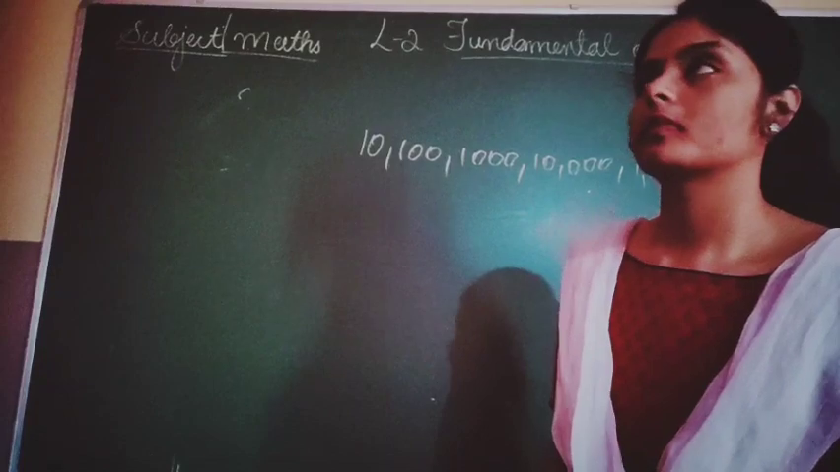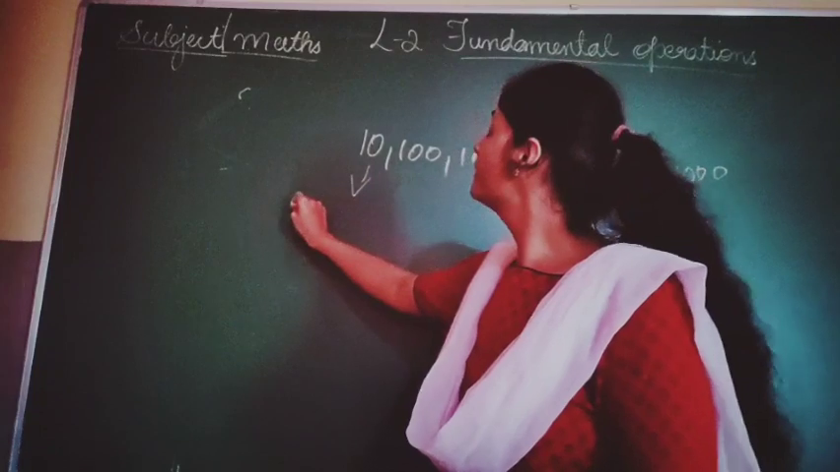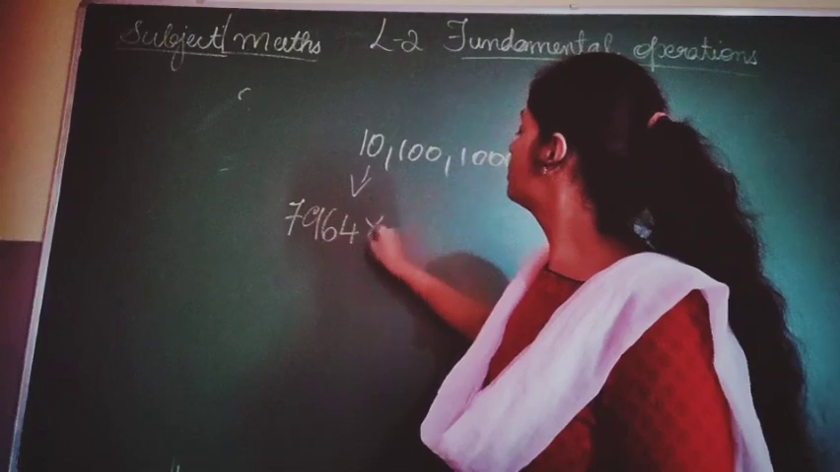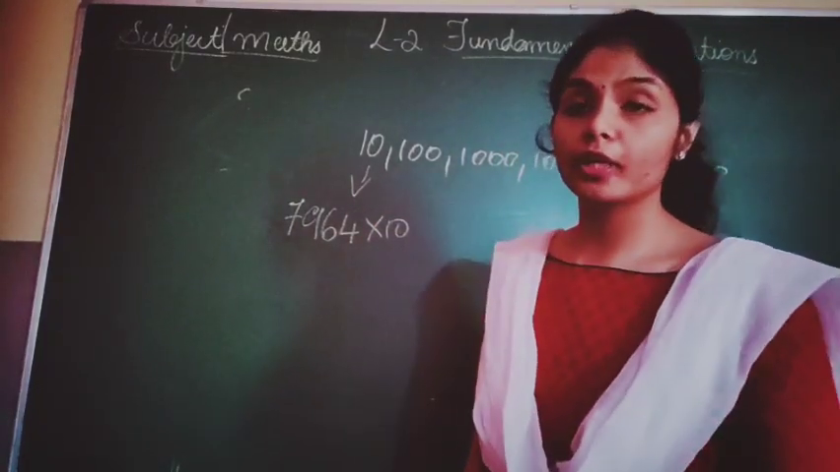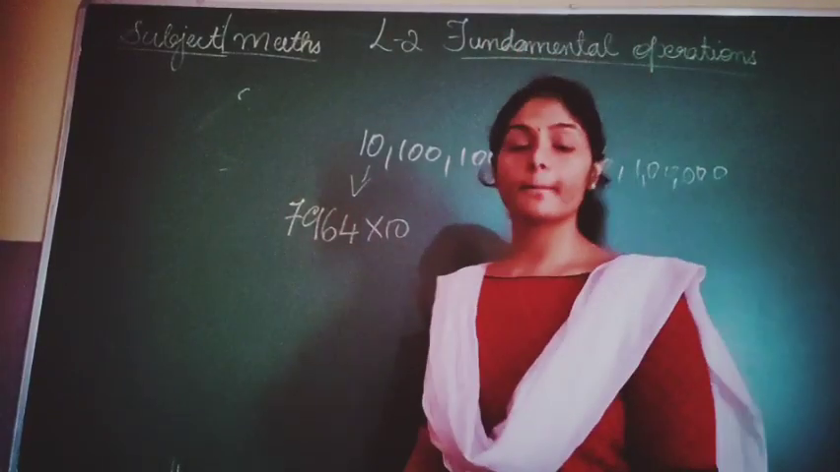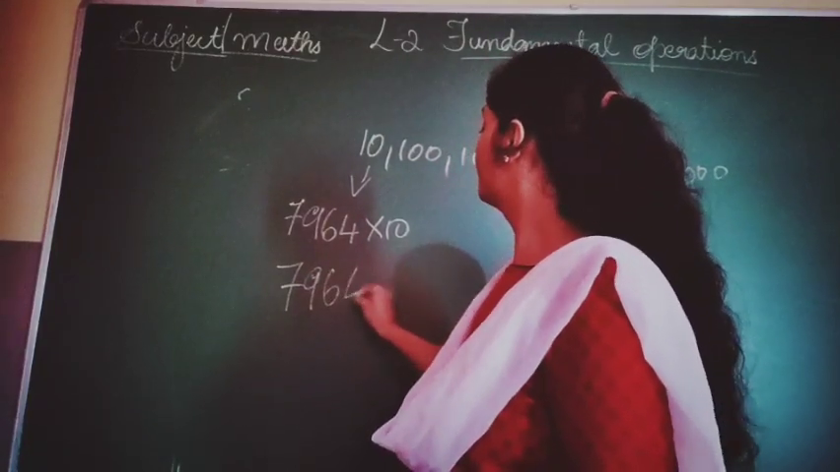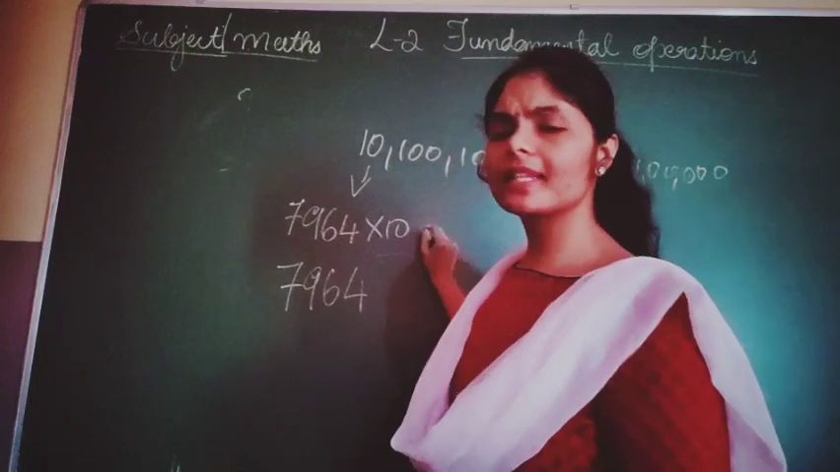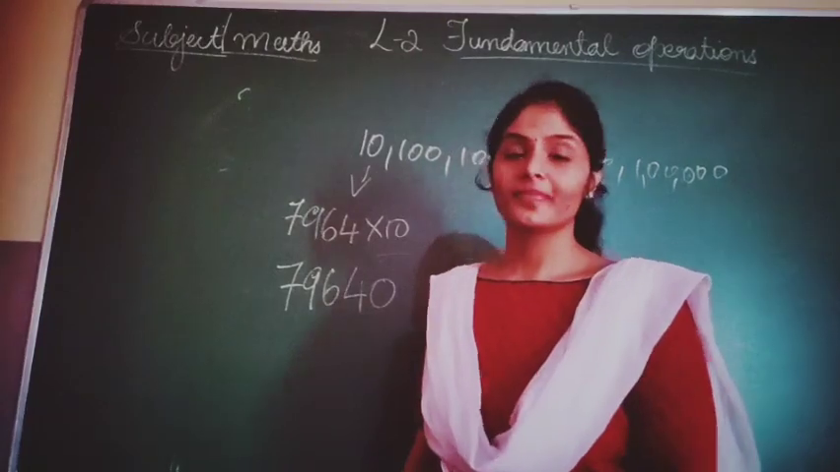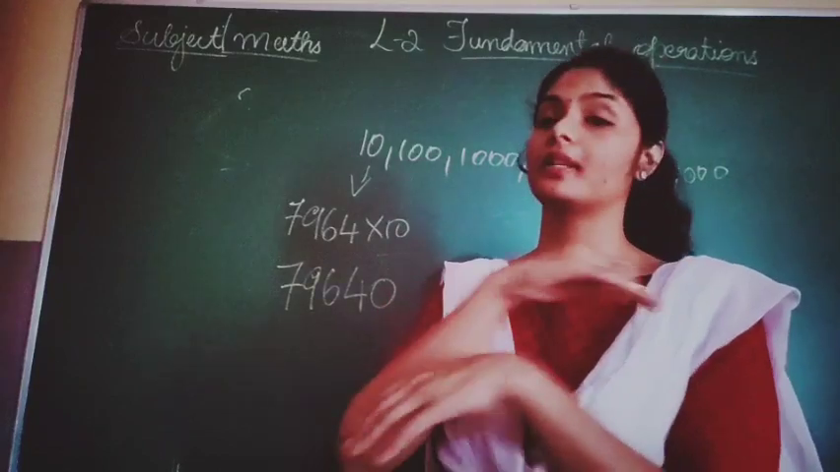Now, you can take any number. Now for 10, imagine I have 7, 9, 6, 4 into 10. Easy way multiplication, shorter way I will teach you. When you have this number, how will you multiply? First you should take 7, 9, 6, 4. When you have 10, how many zeros you have in 10? 1 zero. So 1 zero. That's all. Easy, no?